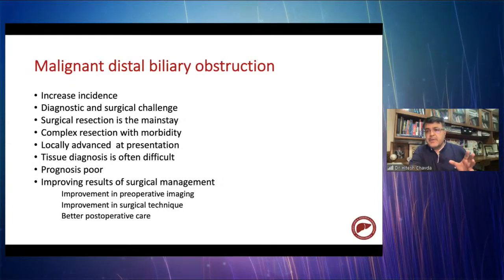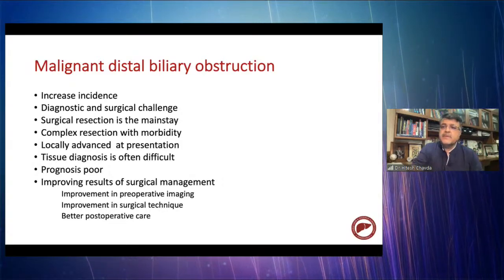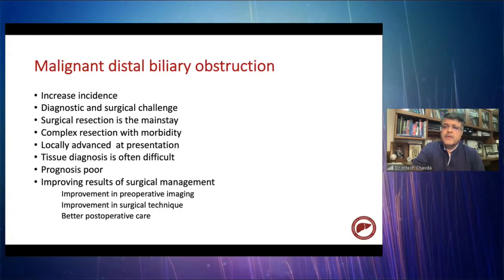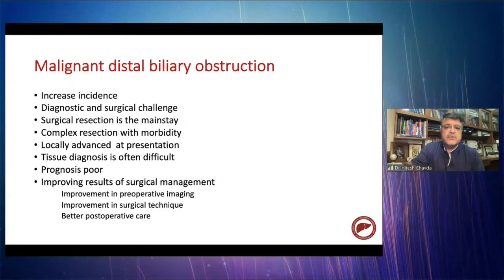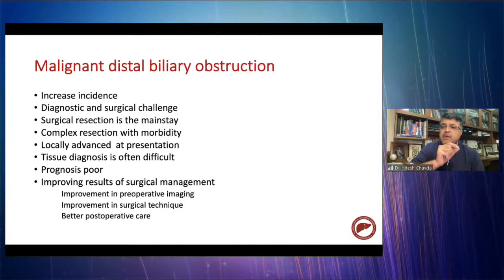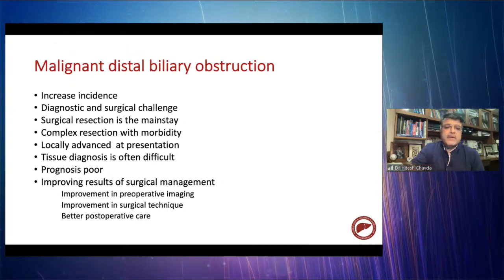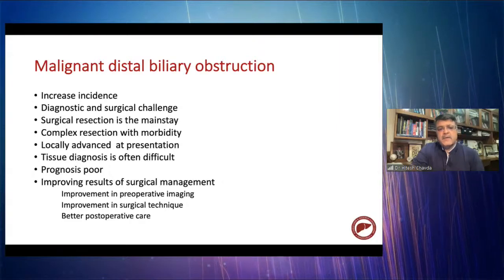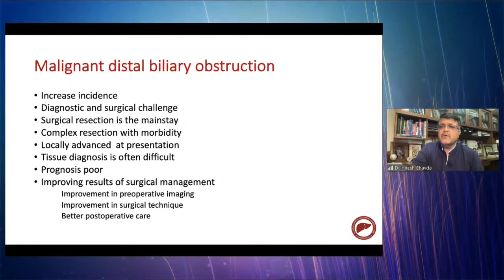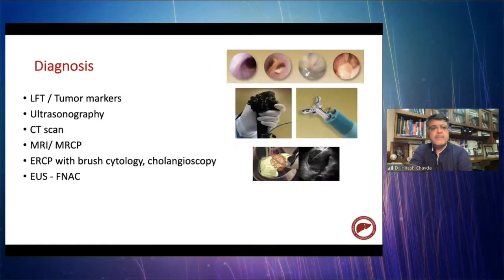Surgery is the mainstay of getting long-term survival in such patients. And many a time it can be a very complex surgery. Most of the patients will have advanced disease at the time of presentation. So that's again a challenge. And the most important thing is a tissue diagnosis, because many of the patients will go here and there, and to get a correct tissue diagnosis is very difficult. The prognosis is poor, but the overall outcome has improved in the last one or two decades due to better intervention, better post-operative care, and good imaging.